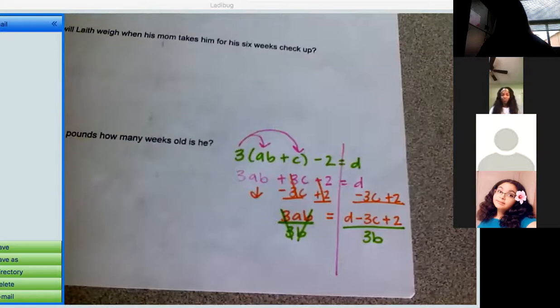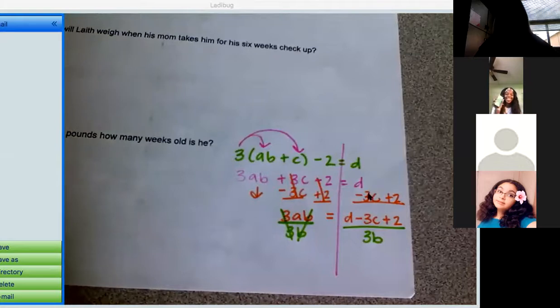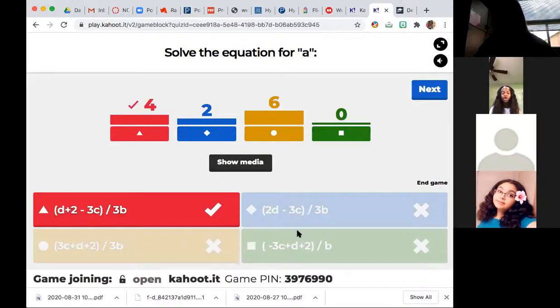Now, does everybody see how this should have been our answer? D minus 3C plus 2 over 3B. I'm going back to it. They wrote it in a different form than you did. They just wrote it in a different order. But first of all, it's supposed to be over 3B.